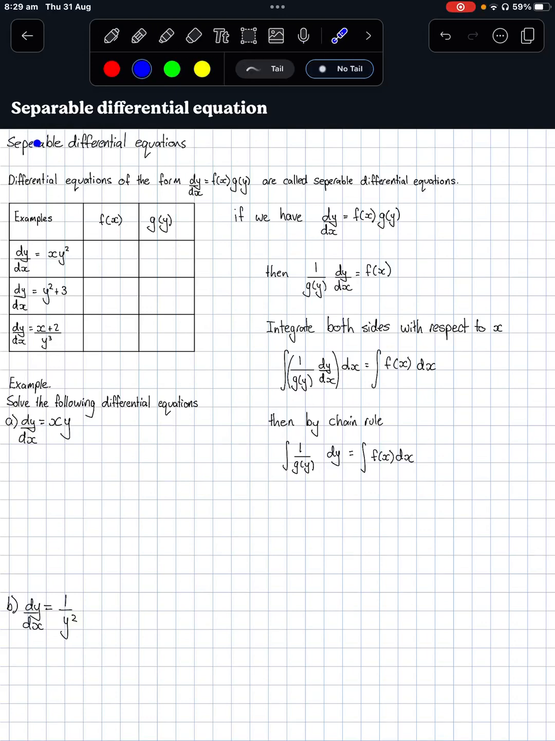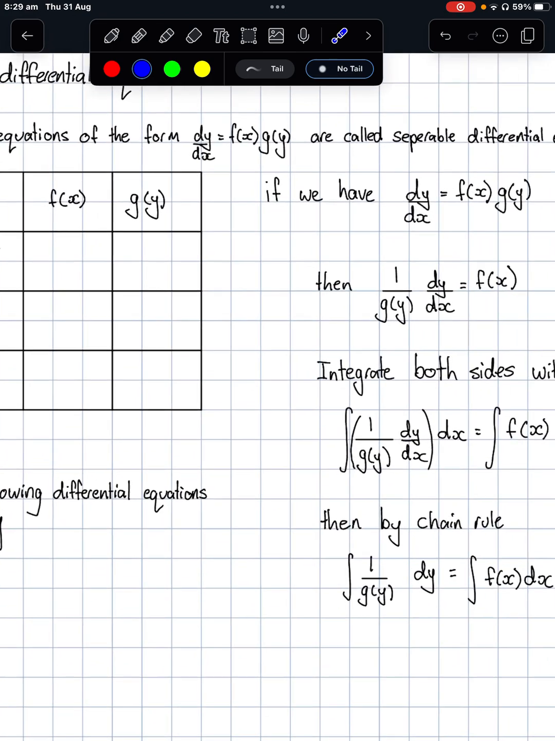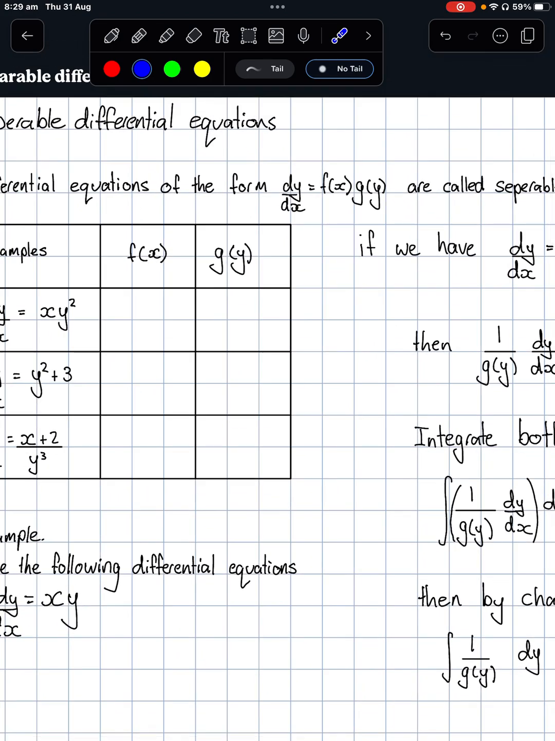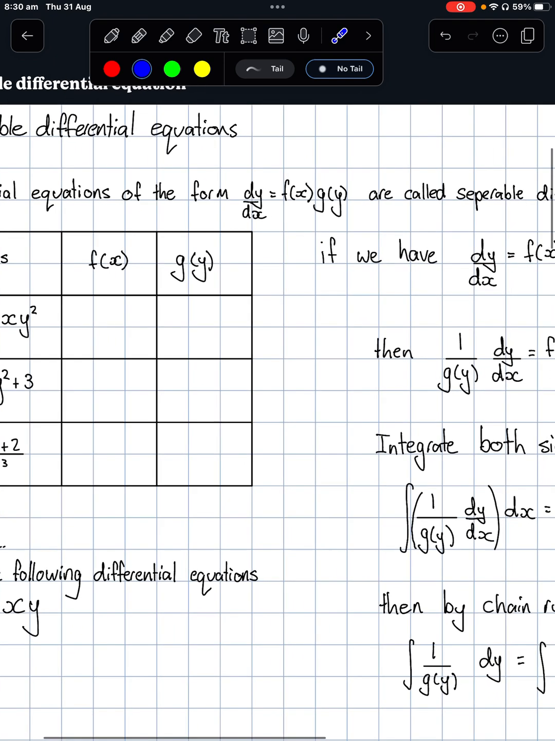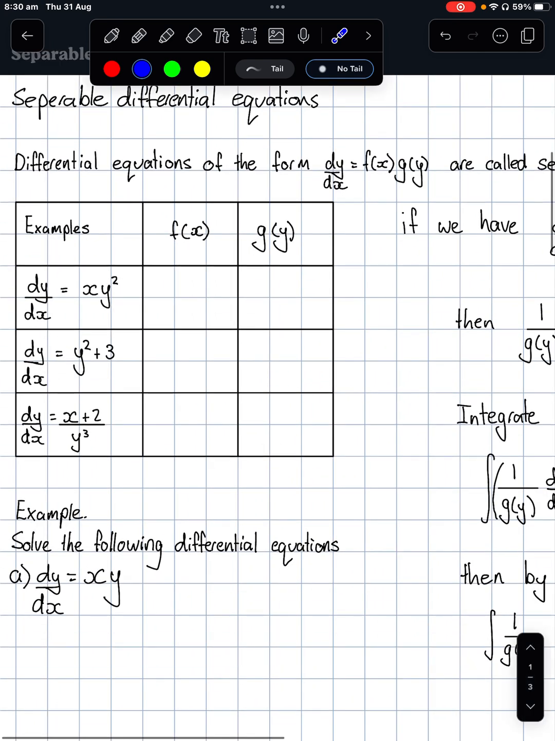All right, so we're looking at separable differential equations. Previously we've done differential equations of the form dy/dx equals f of x. So we talked about that's when we just have a function of x. Now, these separable differential equations are ones where we have a function of x and a function of y here. And I've got a few examples down here.